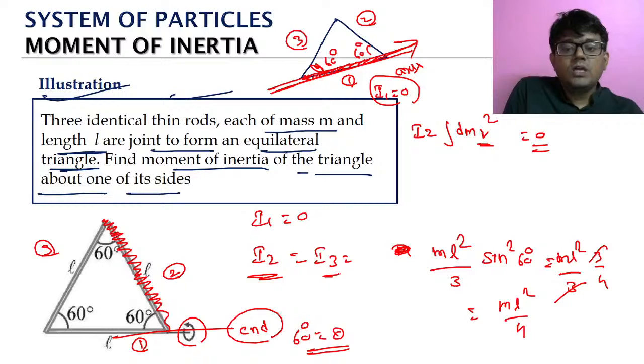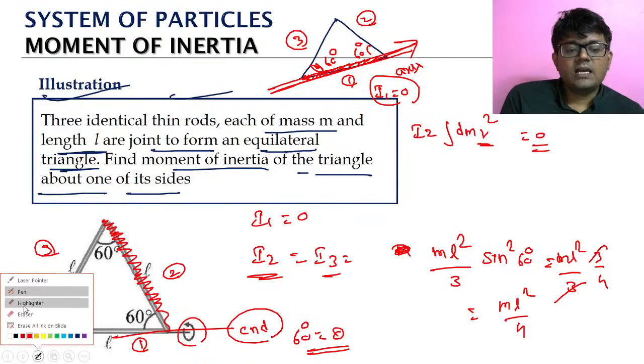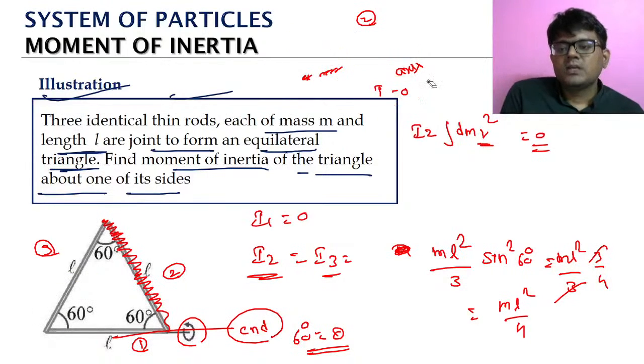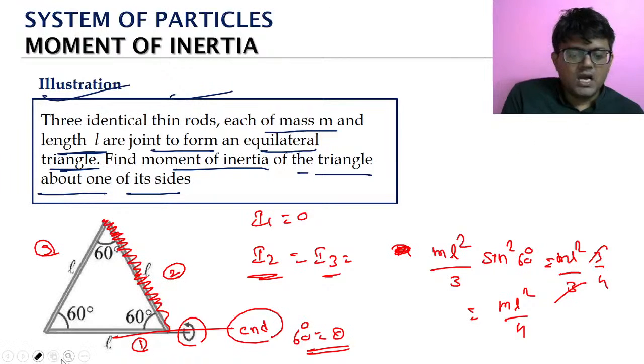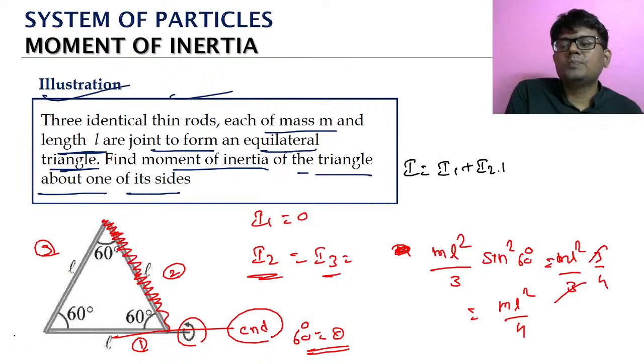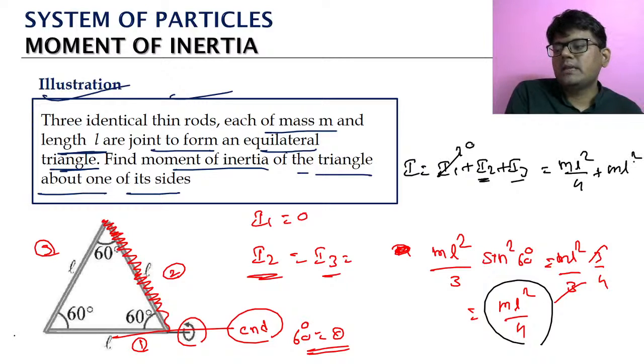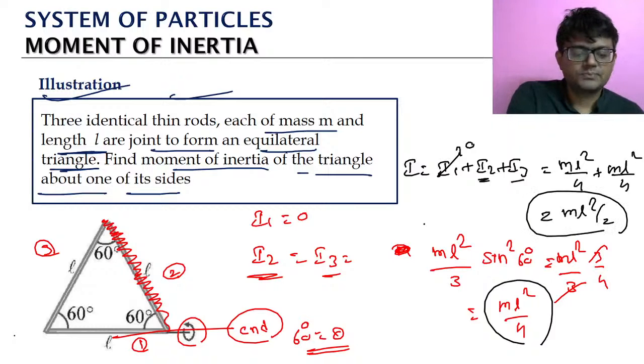Now what do we need? The moment of inertia of the entire system. The system means the 3 rods, that's all. So the moment of inertia of that equilateral triangle we formed, with respect to the axis, let's see how much it comes. It will be I equals I1 plus I2 plus I3. I1 is already 0. I2 is equal to I3, which is ml square by 4. So ml square by 4 plus ml square by 4 will be ml square by 2. This is it.